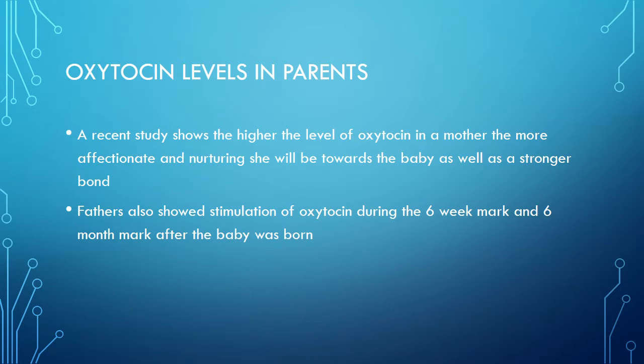Oxytocin levels in parents. A recent study shows the higher the level of oxytocin in a mother, the more affectionate and nurturing she will be towards the baby as well as a stronger bond. Fathers also showed stimulation of oxytocin during the 6-week mark and 6-month mark after the baby was born.